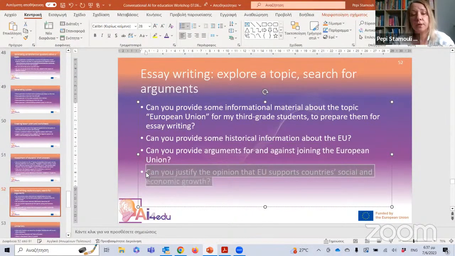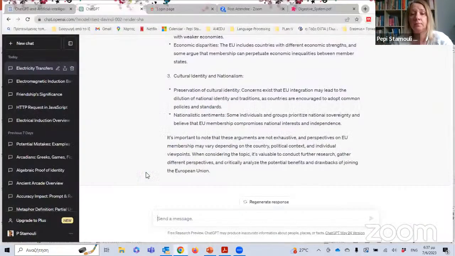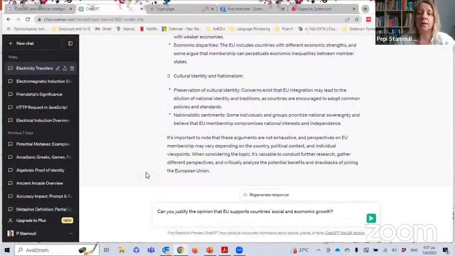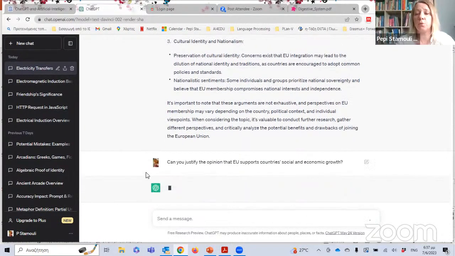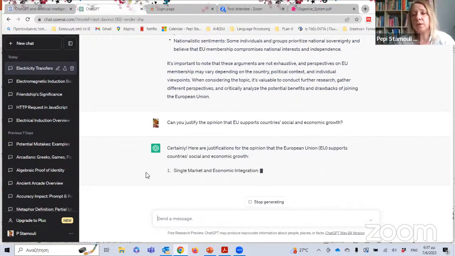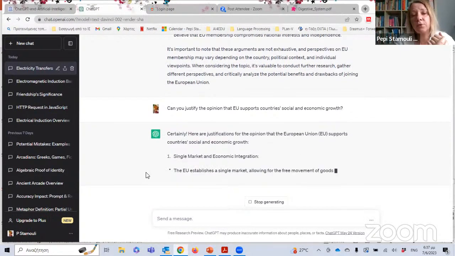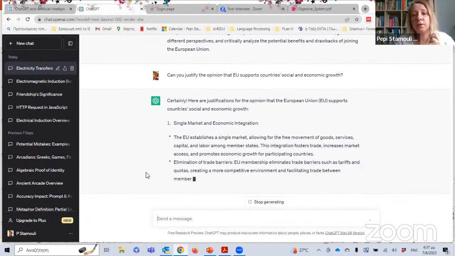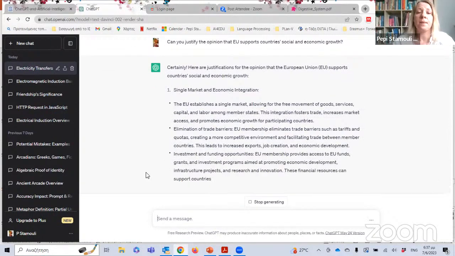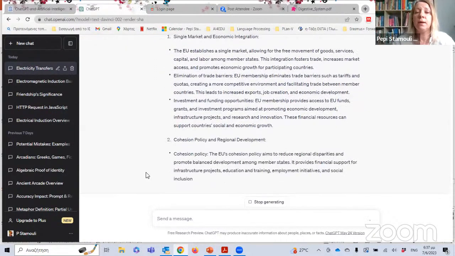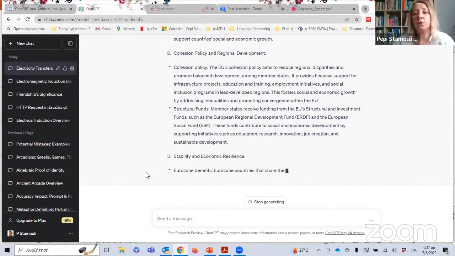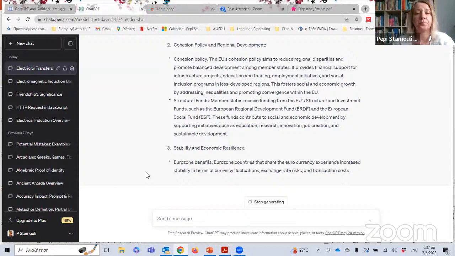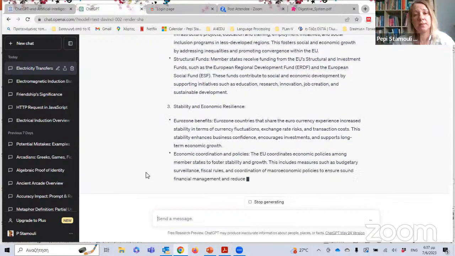And I can search for specific arguments to justify an opinion such as the opinion that the EU supports countries' social and economic growth. All these are very helpful material for both students and teachers: elimination of trade barriers, investment and funding opportunities, cohesion policy, and all these are up to date and easily accessible.